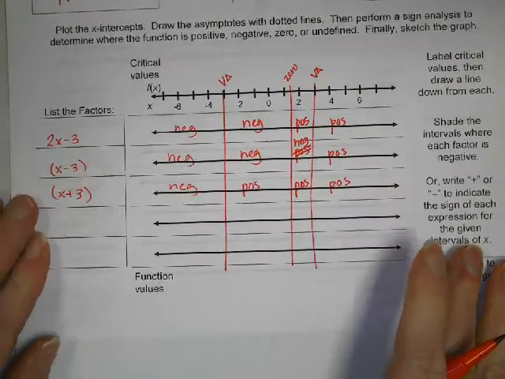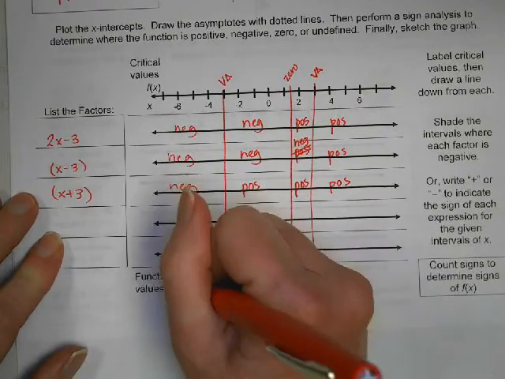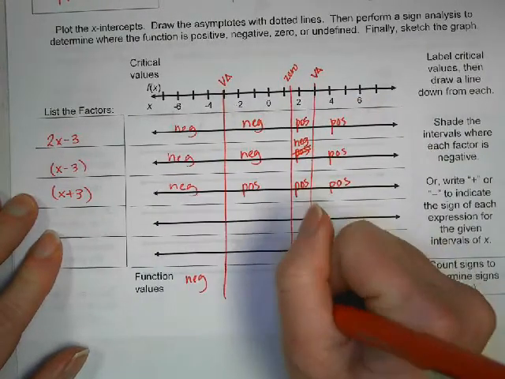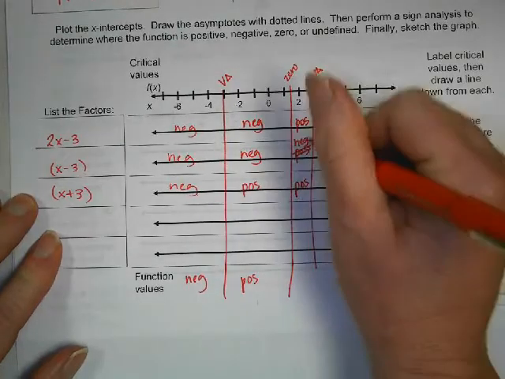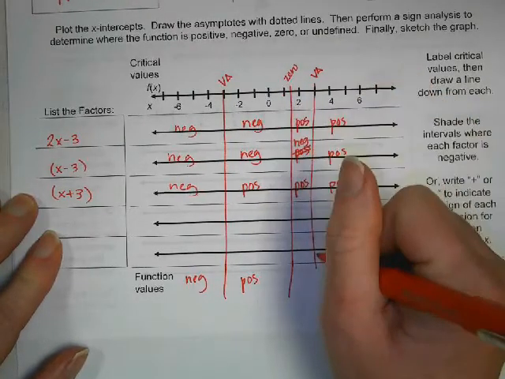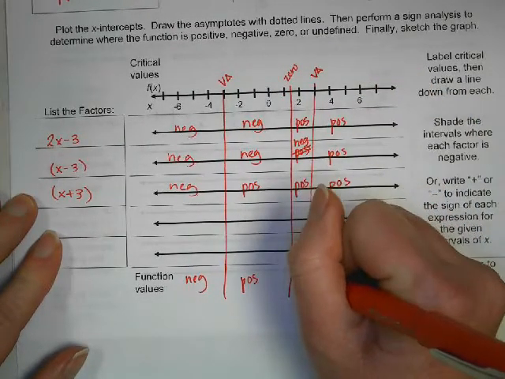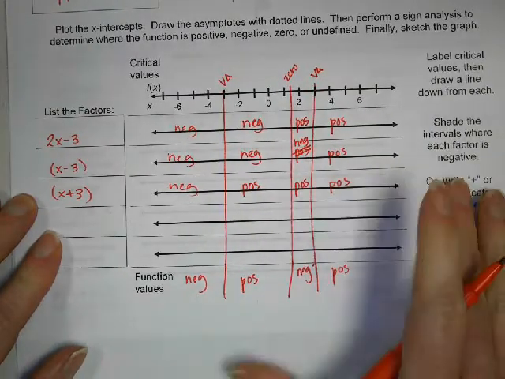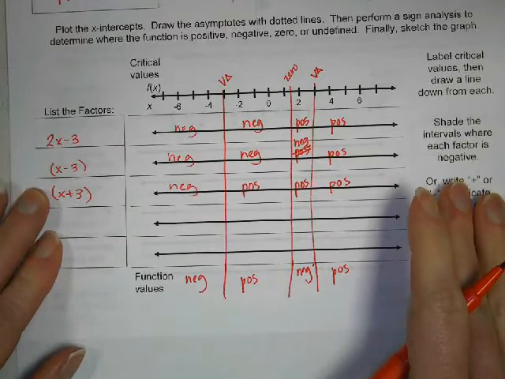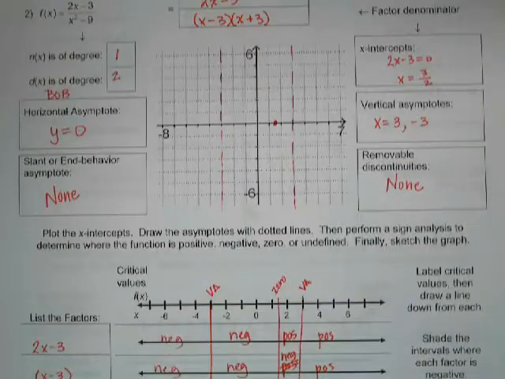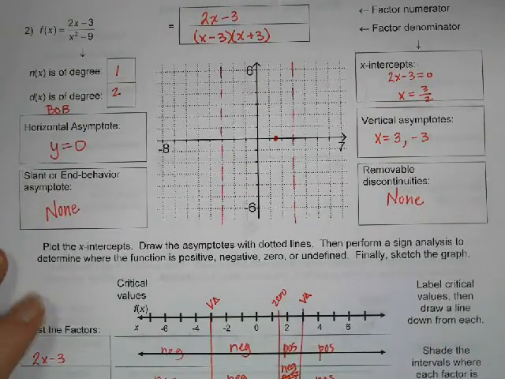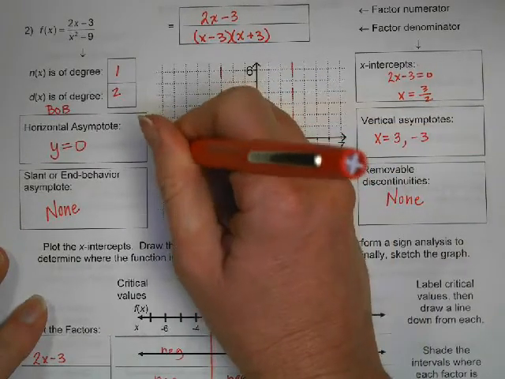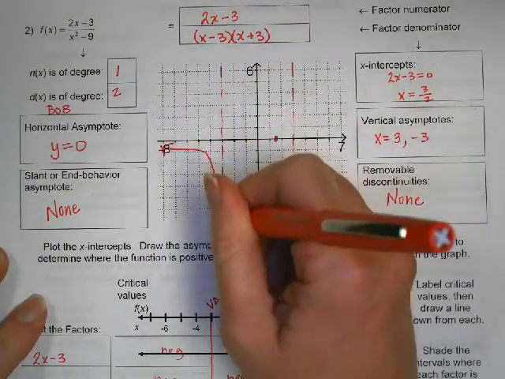So that means my overall function to the left of the first vertical asymptote, negative, negative, negative, is going to be negative, below the x-axis. In between, it's going to be positive. This one will be negative and positive. So negative, positive, negative, positive. That means to the left of that vertical asymptote, it has to be below the x-axis.